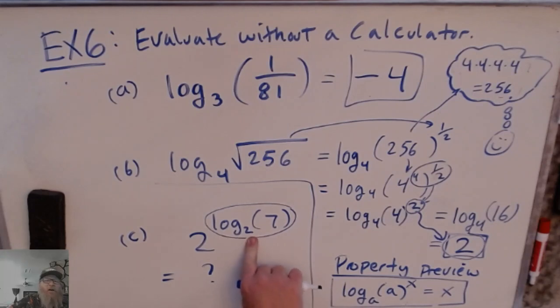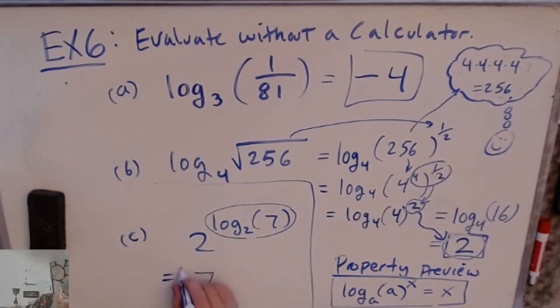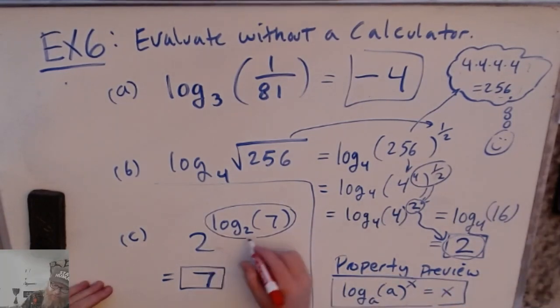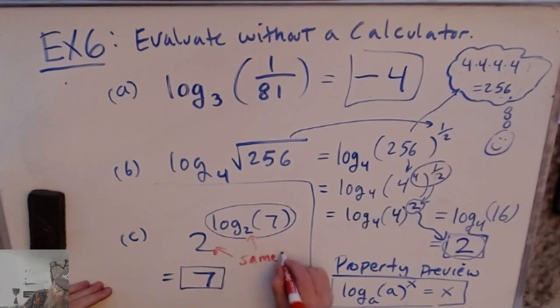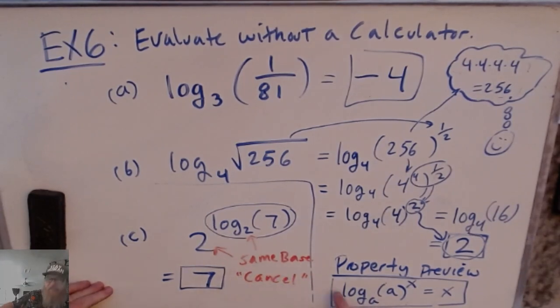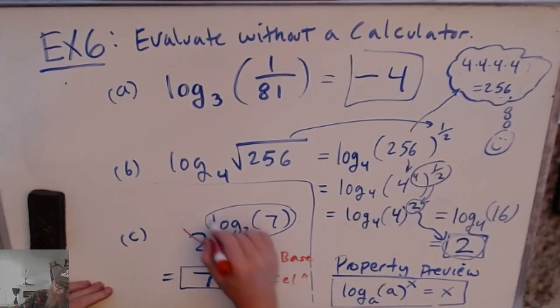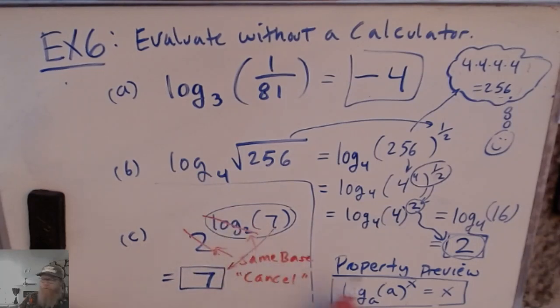So it's like saying, what power of 2 is 2 to the 7th? Well, that's just equal to 7. As long as these have the same base, we can cancel them out. Very similar property to this, and you can just say that it's equal to 7.